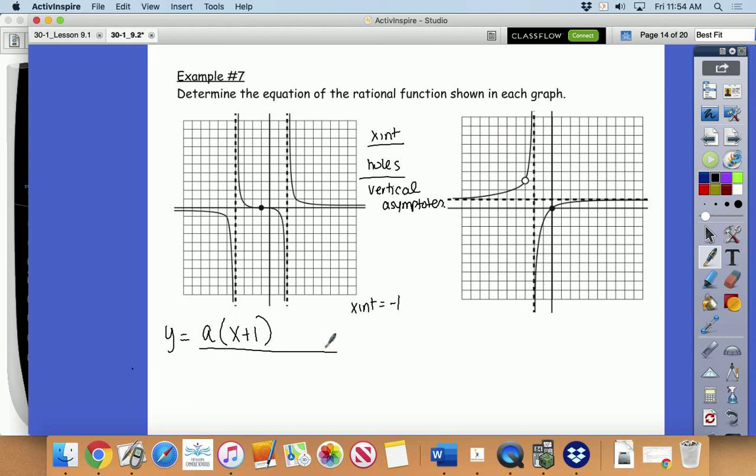So let's look at our vertical asymptotes. X equals, we have one at +2, and we have another one at -4. As a factor, we need to write it as x minus 2 and x plus 4. So the opposite sign that you actually get.